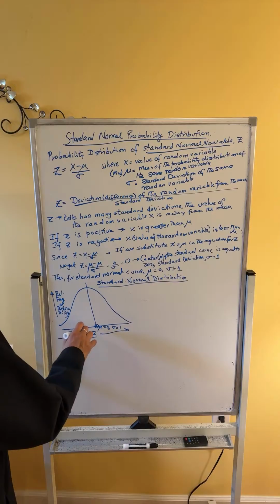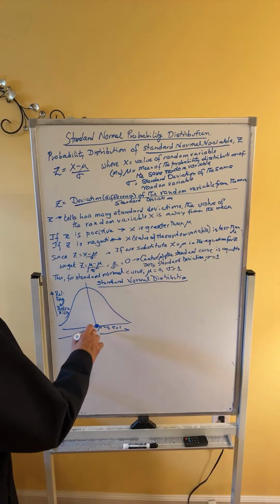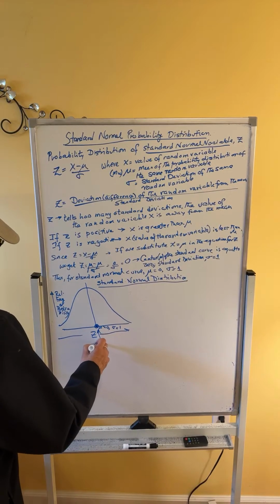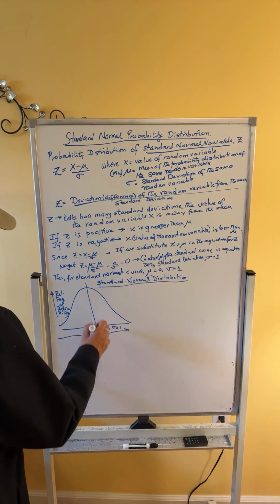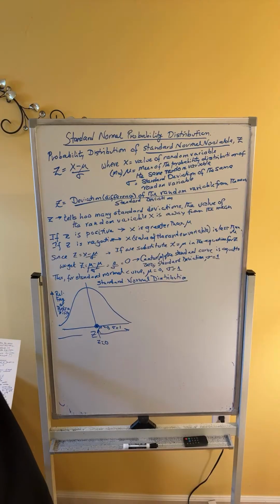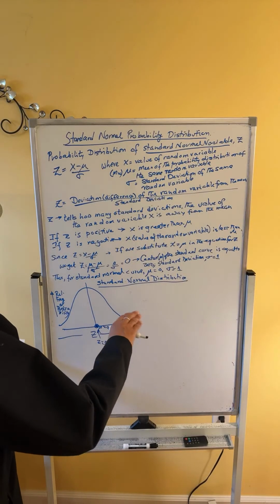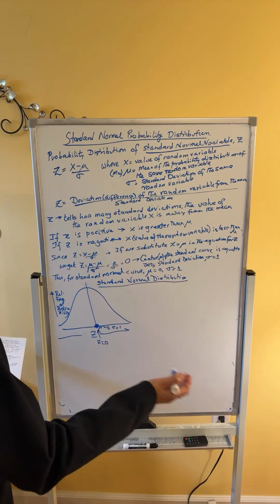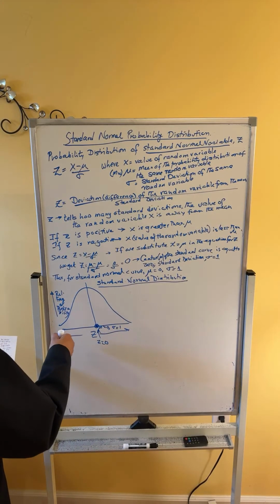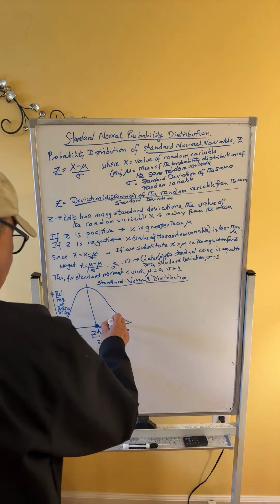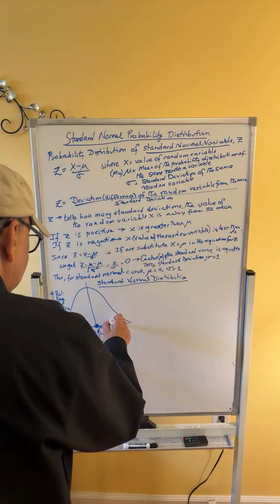Okay, so at the center is 0. So at the center z is equal to 0, because that's how the standard normal curve is. On the right side of 0 we have positive numbers on a number line, and on the left side of 0 we have negative. So suppose we go one standard deviation.